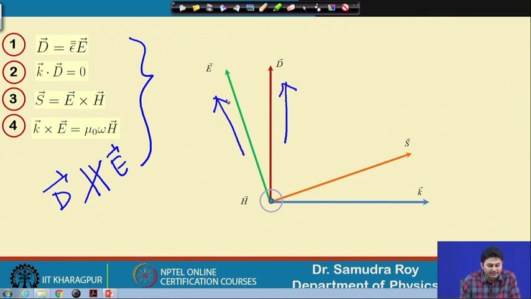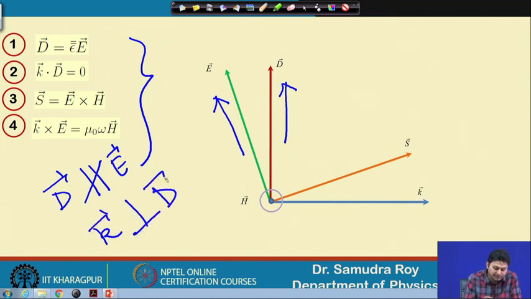Second thing is that k dot D is 0, that means the k vector should be perpendicular to the D vector. If D vector is given, the k vector should be perpendicular. So, this is 90 degree, this is 90 degree.